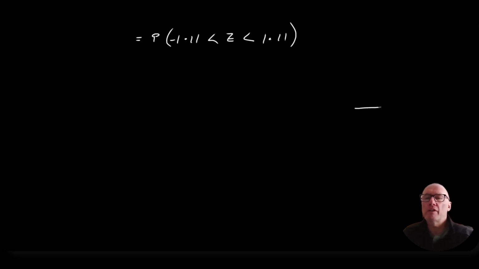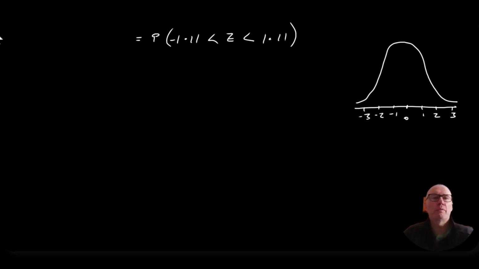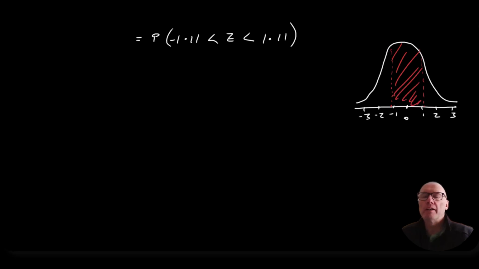Let's just draw that out on our standard normal distribution. So we have 0 in the middle, we've got 1, 2, 3 standard deviations from the mean, minus 1, minus 2, minus 3 standard deviations from the mean here. So the area that we're looking for is between minus 1.11, which is about here, and plus 1.11, which is about here. So we're looking for this area in the middle. It's symmetrical, although it doesn't quite look symmetrical here, but it is symmetrical.